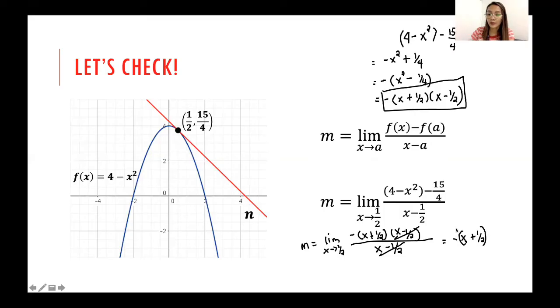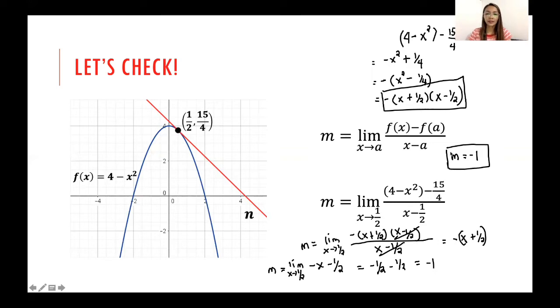Okay, so i-distributive property ulit natin. So, it will become m is equal to the limit of negative x minus 1/2 as x approaches 1/2. So, we can substitute 1/2 dito sa x. So, negative 1/2, so that is negative 1/2 minus 1/2, so that is equal to negative 1. So, therefore, we can conclude that the slope of the red line is negative 1. M is equal to negative 1.